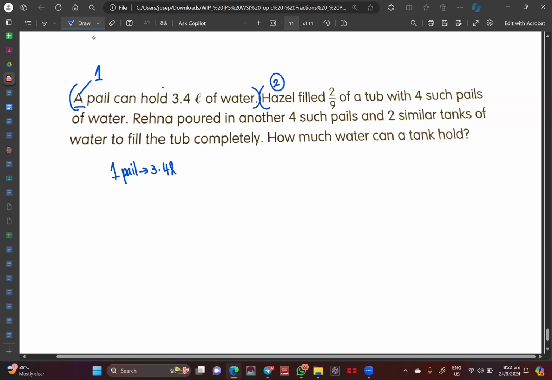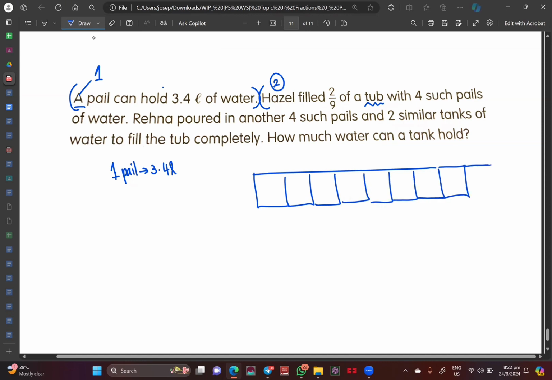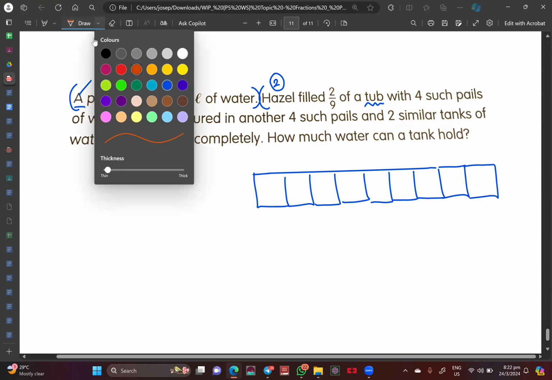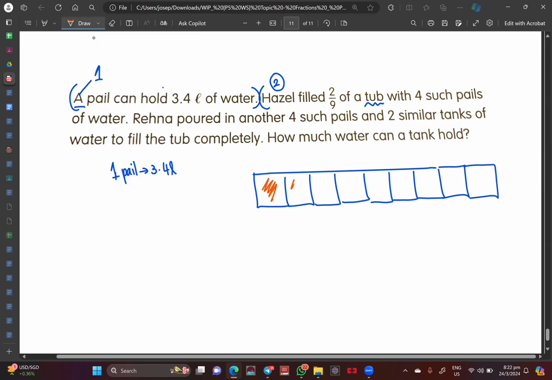We can see that Hazel decided to fill 2/9 of a tub, not a pail but a tub. Okay, so there's another item, right? Over here is a pail. They say 2/9, so I'm just going to draw 9 units: 1, 2, 3, 4, 5, 6, 7, 8, 9, and we are going to shade 2 units, and we will say that whatever that is over here is basically for 4 such pails of water.